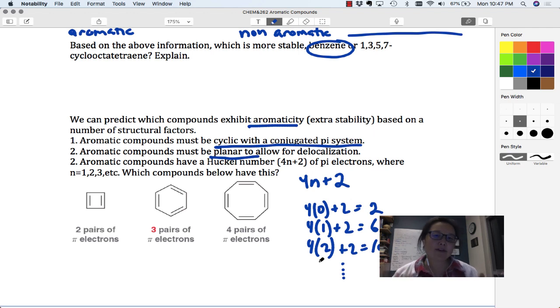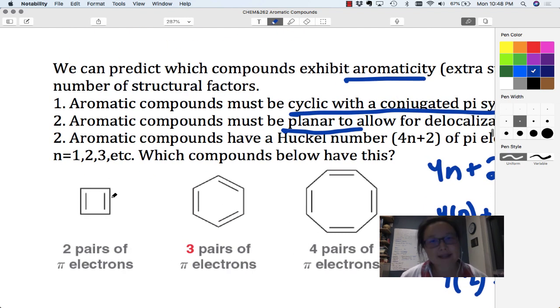It just turns out that for numbers that fit this formula, where n equals 0, 1, 2, 3 integers, these numbers of pi electrons lend the molecule towards aromaticity. So the molecule becomes aromatic when it has these specific Hückel numbers of pi electrons. So what does that mean? I look at a molecule and I look at the number of pi electrons. It could be lone pairs or it could be pi bonds, and they have to be conjugated, so every other bond. Okay, so here, pi, sigma, pi, sigma.